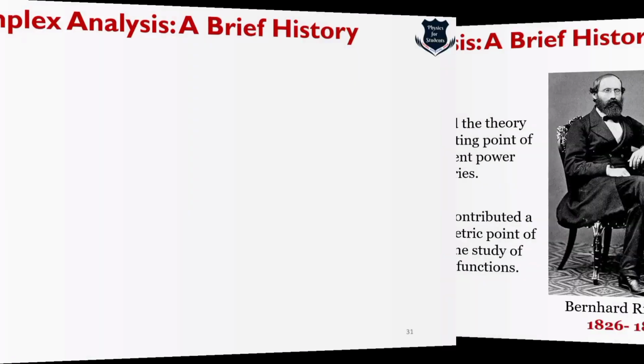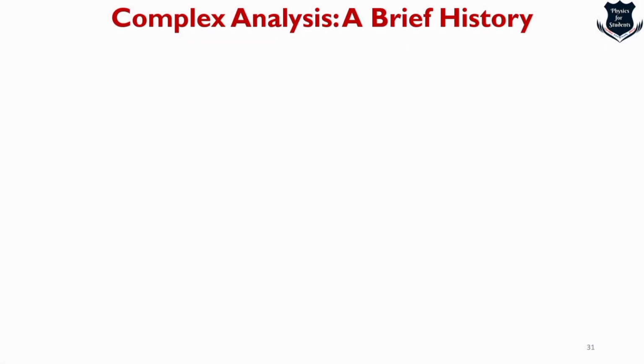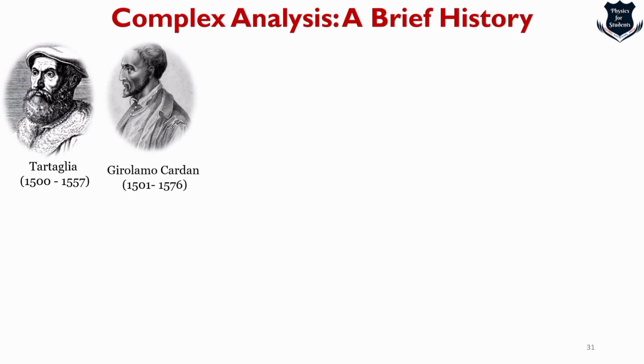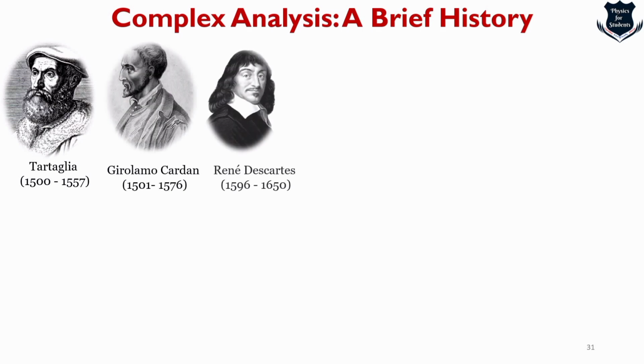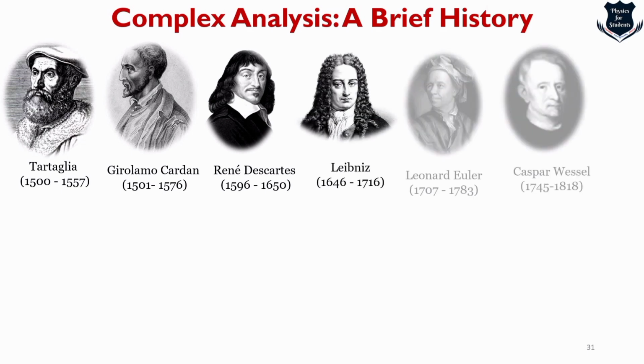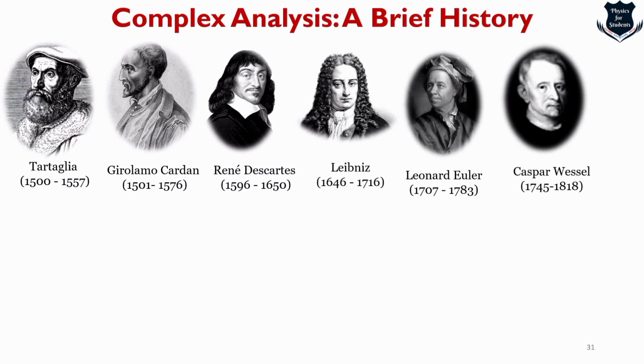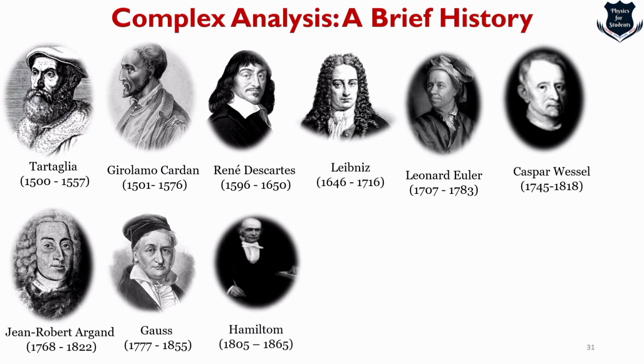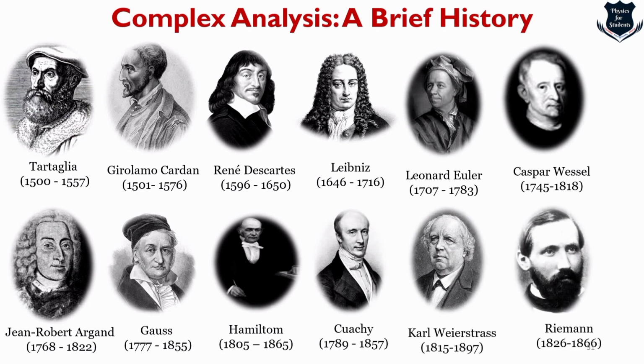So we come to the end of today's video, and I would just like to show you the timeline of how these things actually started. You see, it started with Tartaglia, and then it went to Girolamo Cardan, who first framed that, followed by Rune, Descartes and Leibniz and Leonhard Euler, Caspar Wessel, followed by Argand, after whom we call it the Argand plane, followed by Gauss's impact on complex analysis. Hamilton was the first to give a formal definition, followed by Cauchy and Karl Weierstrass and Bernhard Riemann, who gave a much more geometric interpretation.